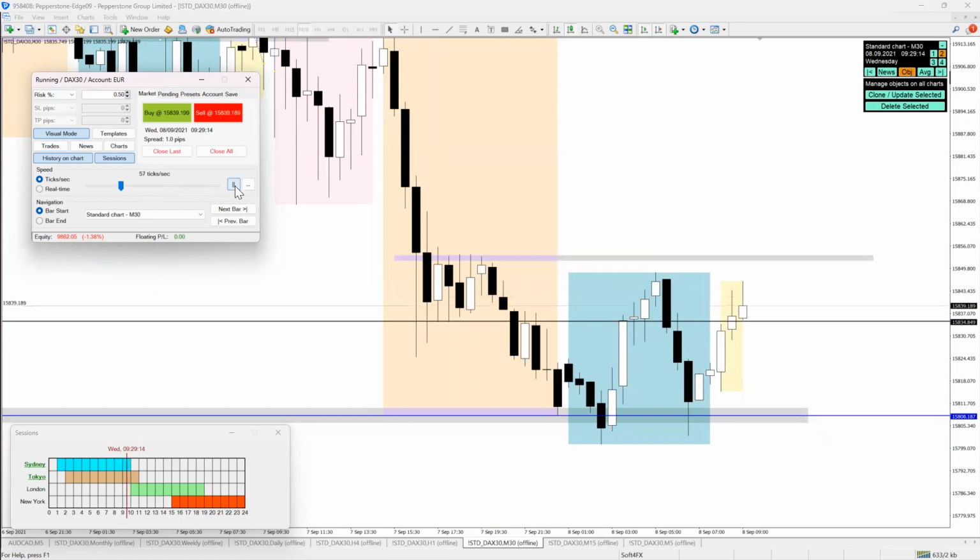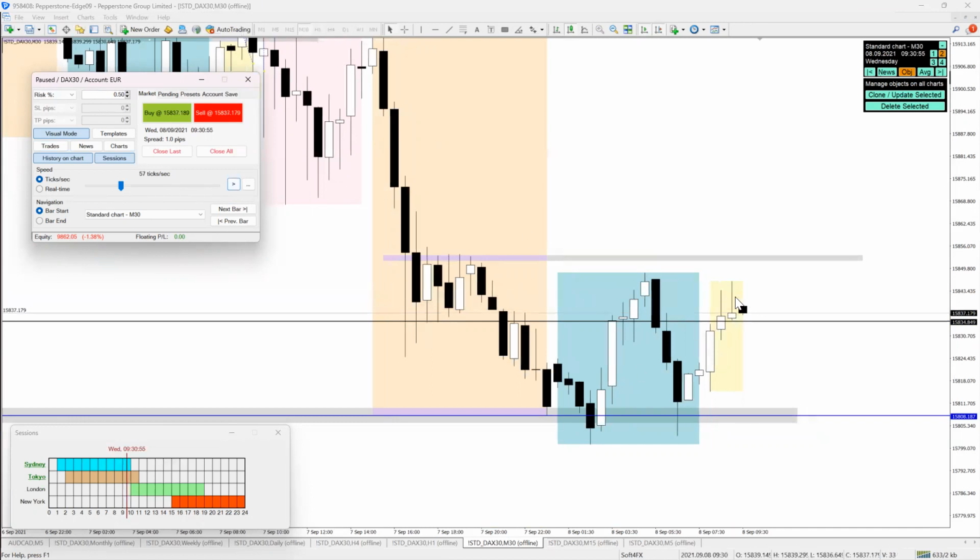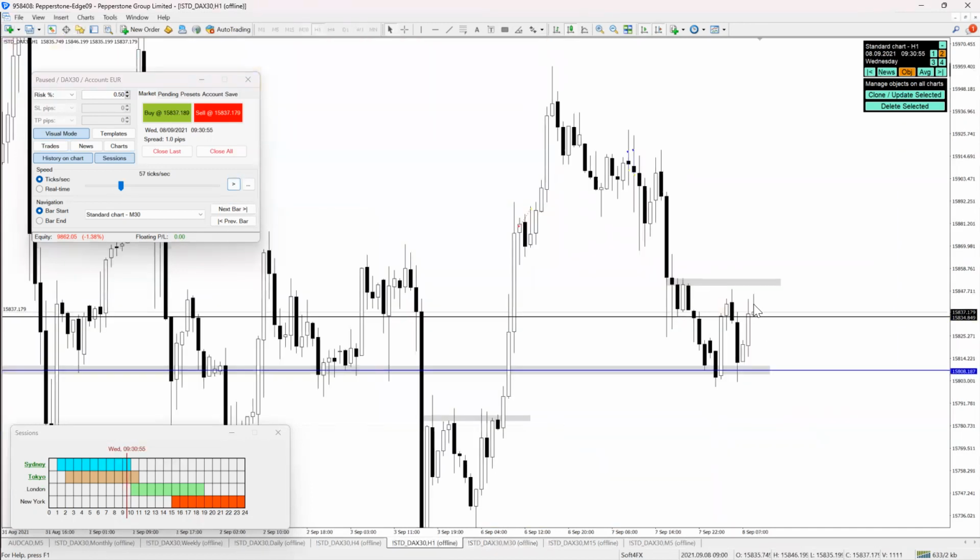Speed up a little bit. So 30 minutes come to a close, bit of a nothing candle, 1 hour, still not doing anything, creating support, but we're stuck in this 37 pip range.